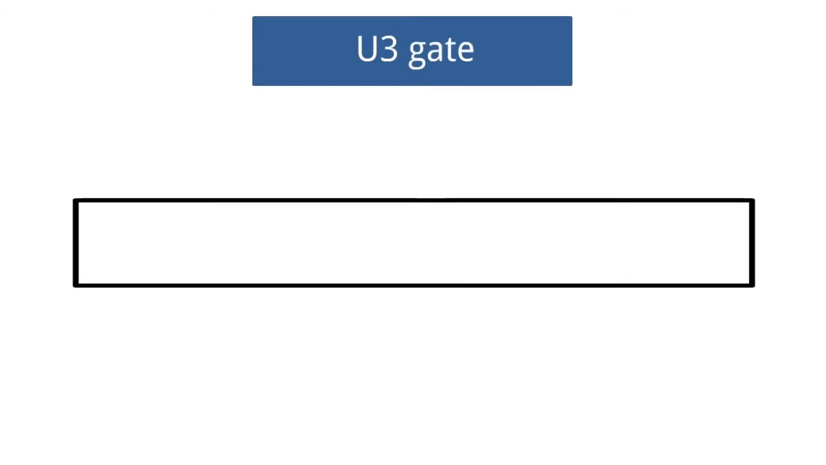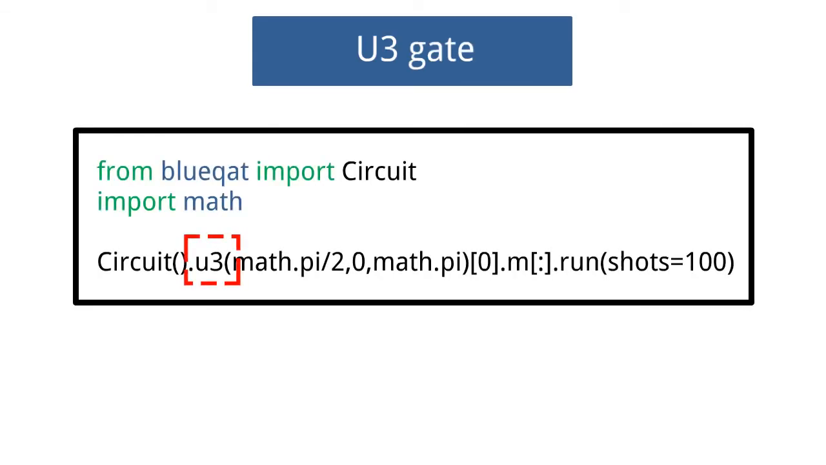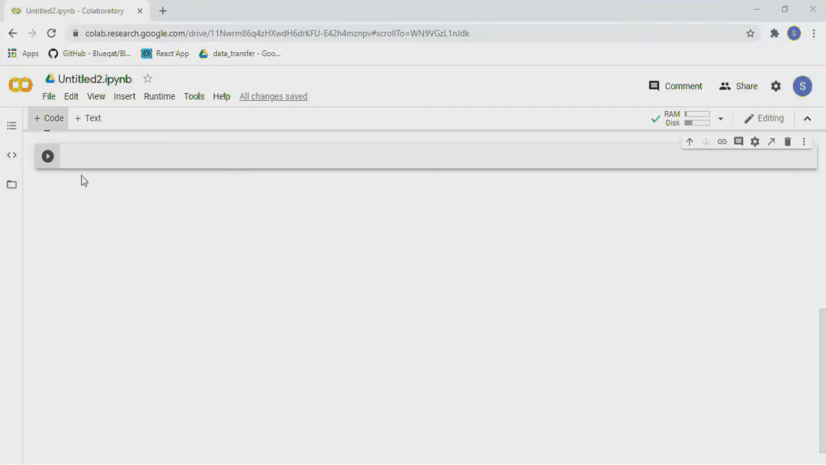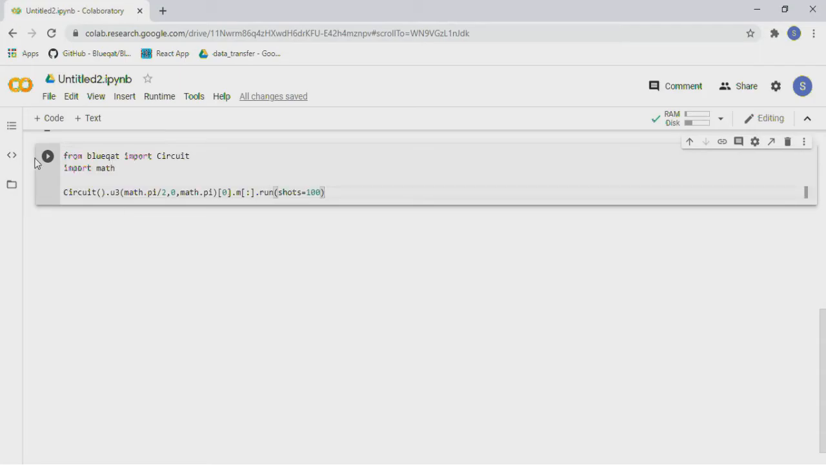U3 gate. Here we use U3 gate, and if we run this code we get this as our output. Now let us confirm this. Type the code shown earlier and click the play button and the output is same.